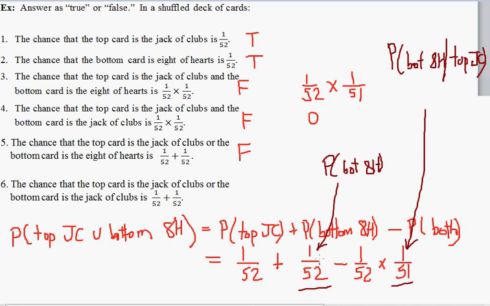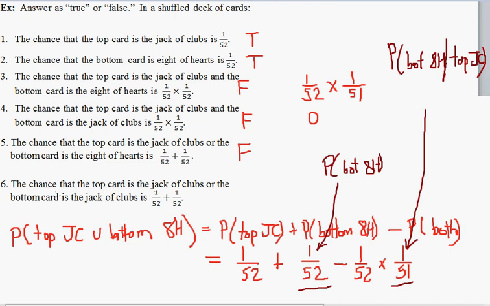So the first one here is unconditional. There's no assumption about the first card between these two parentheses. However, this one is conditional. It's the probability that the top is the Jack of Clubs times the probability that the bottom is the 8 of Hearts, given that the top is the Jack of Clubs. We have dependence, and so we have different fractions in these two positions.